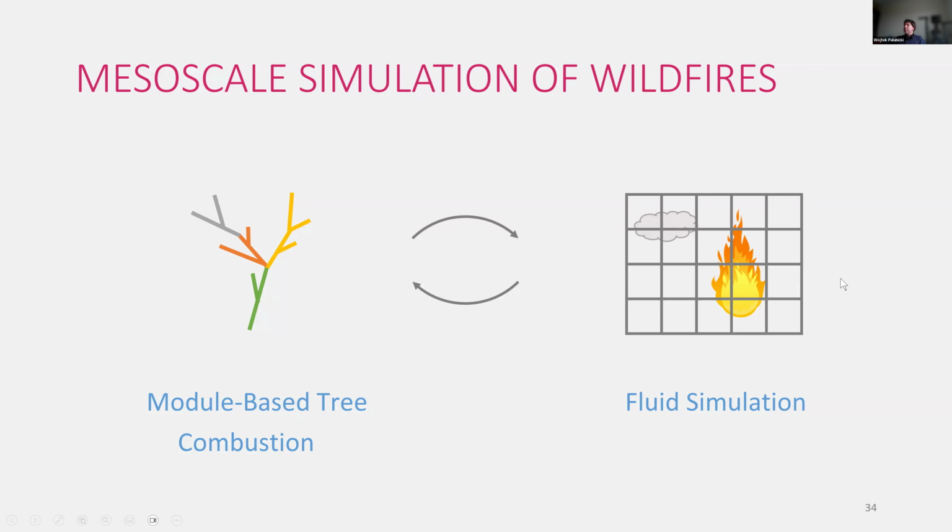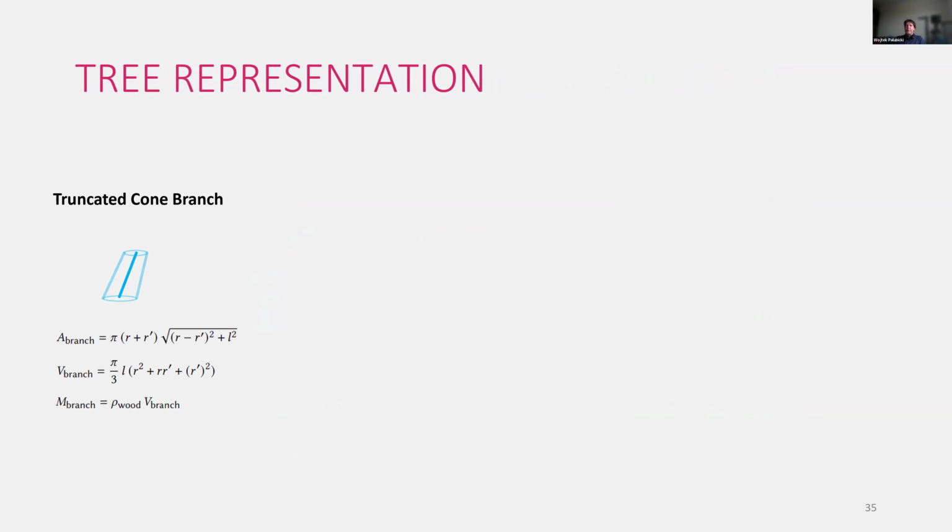We again would then use a fluid simulation very similar to the one for the more detailed simulation of combustion. So in essence, I'll just go a little bit faster here. The tree representation would be a truncated cone branch at the very lowest scale of abstraction. These then geometrically would represent segments of branches, which together can define modules, and modules are essentially some kind of cone branches connected together.